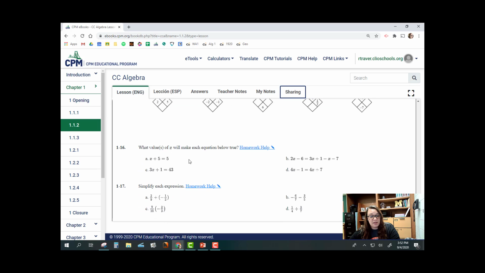Number 16 is asking you to solve some equations. And then number 17, work on some fraction math. If you have any questions on these, see me tomorrow with the answers so you can go through and compare it to yours. Otherwise, we're all set for today, and I will see you tomorrow.